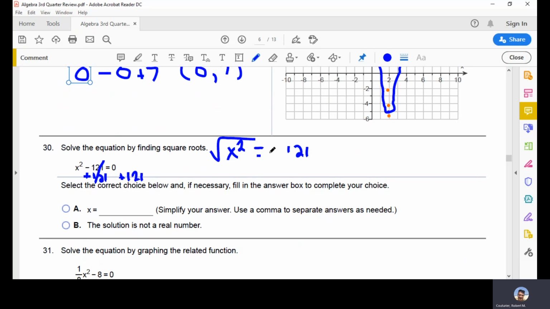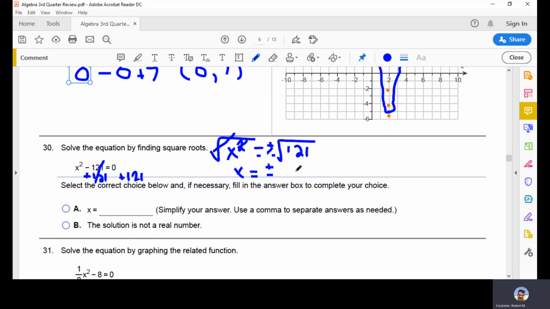And this is not a real world problem. This problem is completely computational. So we have to take into account both a positive and a possible negative result, plus or minus. So we take the square root of one side, take the square root of the other. This cancels this and leaves you with x equals plus or minus.